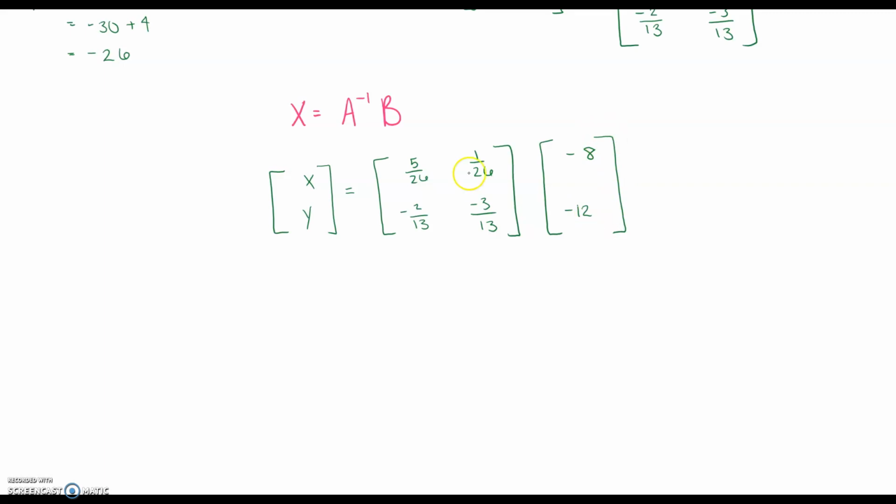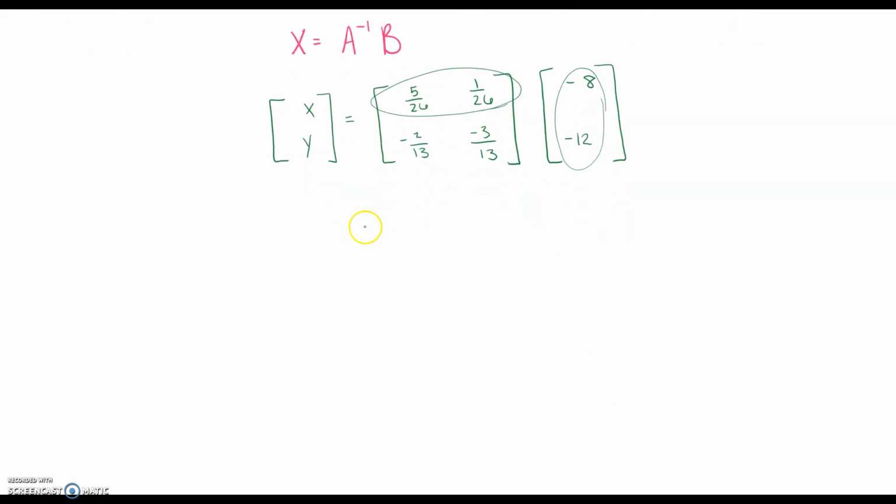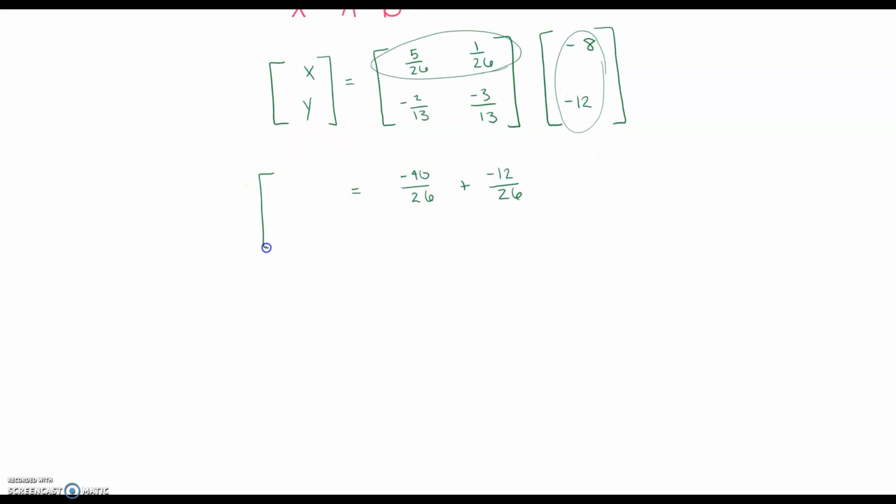So I'm going to take the first thing, multiply it, and add. So that's going to equal 5/26 times -8 is going to be -40 over 26. Now, here I would not reduce. Plus -12 over 26. And here's why. We have a common denominator, which is awesome. That doesn't always happen. You'll have to get one if you don't have one. But that just makes it a lot easier.